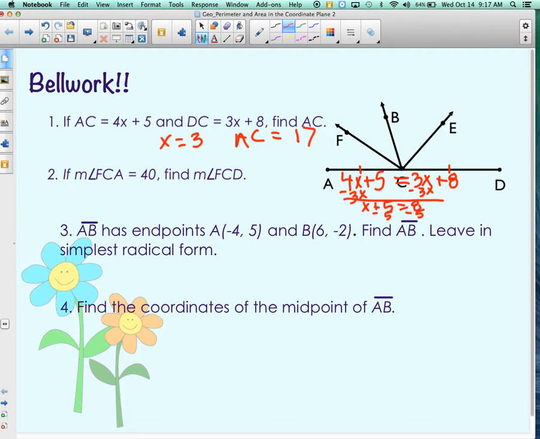Angle FCA is 40 degrees. Find FCD. So it's an obtuse angle, so it has to be more than 90.